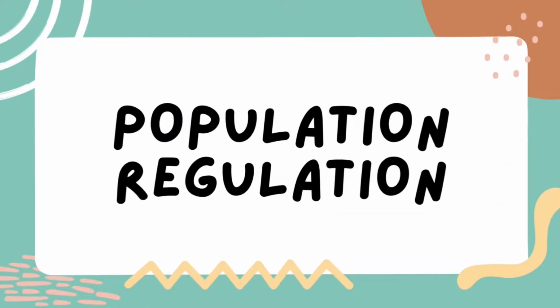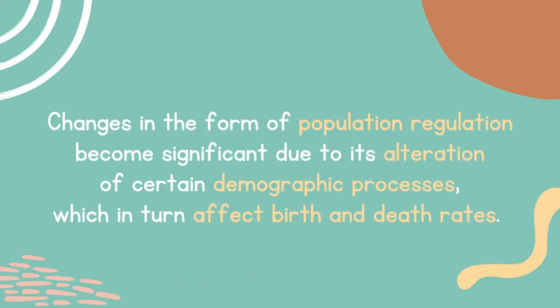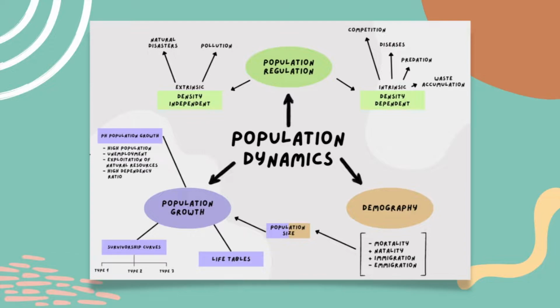As we study how and why populations change in size and structures over time, changes in the form of population regulation become significant due to its alteration of certain demographic processes, which in turn affects birth and death rates. As shown in this mind map, population regulation comes in a pair. One is density dependent while the other is density independent.